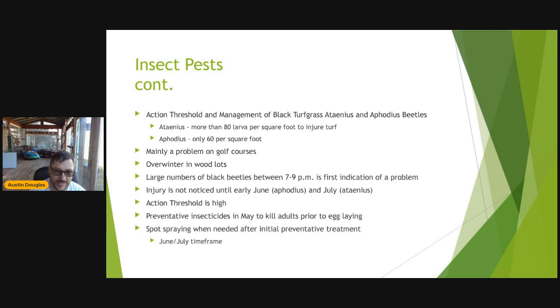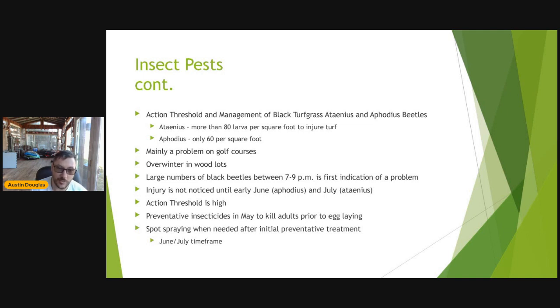And you'll find the largest numbers of these beetles in the turf between 7 and 9 p.m. And that'll be your first indication if you have a problem. You go out around 7 to 9 and you look at the turf and you see how many are there. And that'll tell you if you have a real problem. But injury is really not noticed until early June and July. There's a really high action threshold.